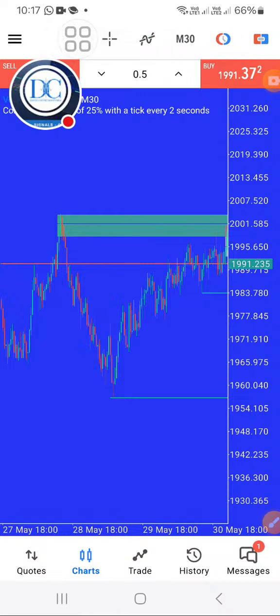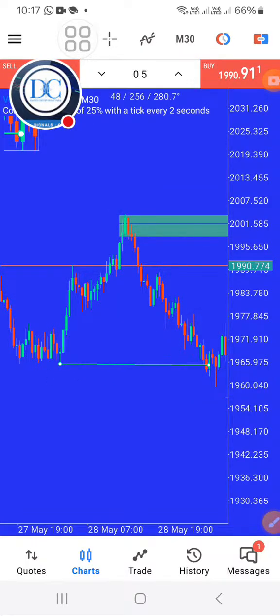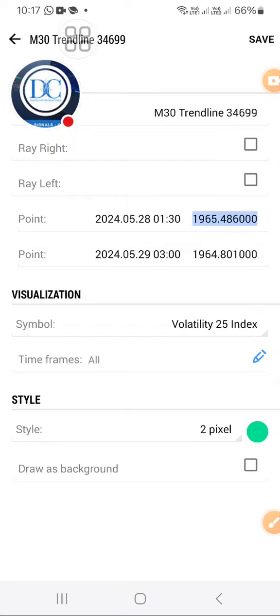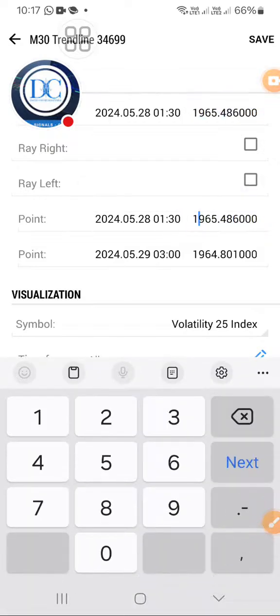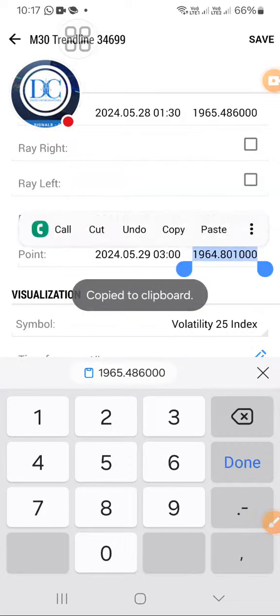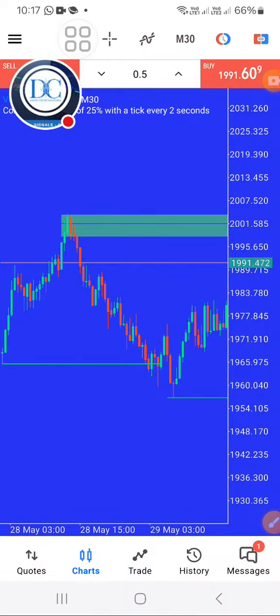I knew that if I was going to come here, you're not going to see it. But the one thing we couldn't see was that as price was moving down, there was a big drop. There was a break of structure as price continued to move downwards. This indicates a continuation of the bearish movement in VIX 25.